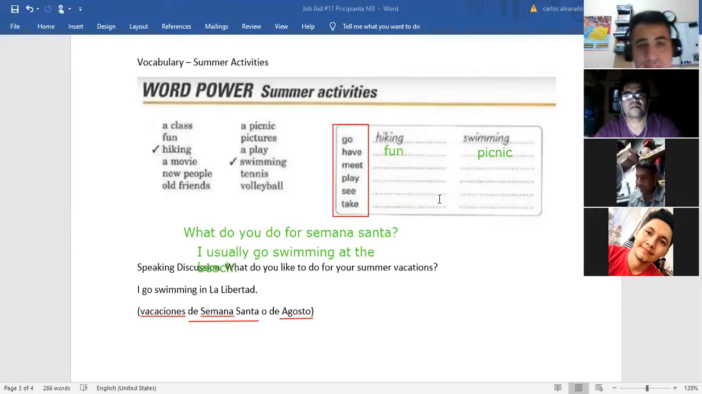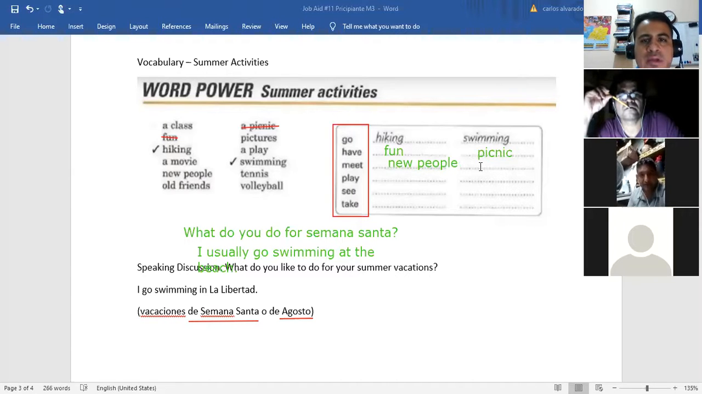¿Cuál otra? Meet. Meet es reunirme o encontrarme con alguien. Meet new people. Yes, very good. Excellent. Meet old friends. Encontrarme con amigos viejos. Meet old friends. No debería agregar with. Se me olvidó with. Okay, ahí después lo haré. New people, ya lo usamos. Old friends.